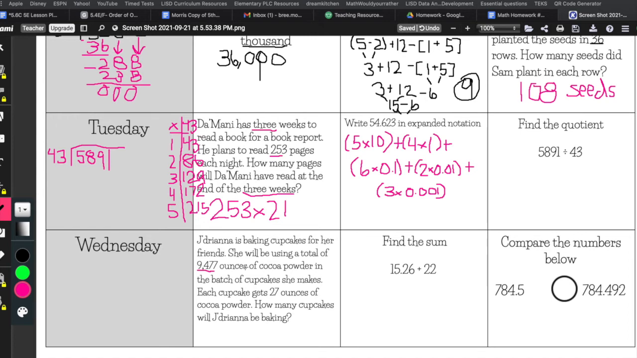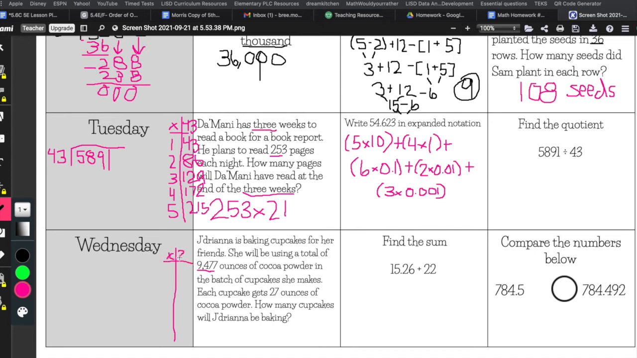So it gives us the total amount of cocoa powder, and it wants us to break it into groups of 27. So we are dividing. Just like this last problem, I'm going to make your cheat sheet and you can do the rest. This one's not hard. So you're doing 9,477 divided by 27.